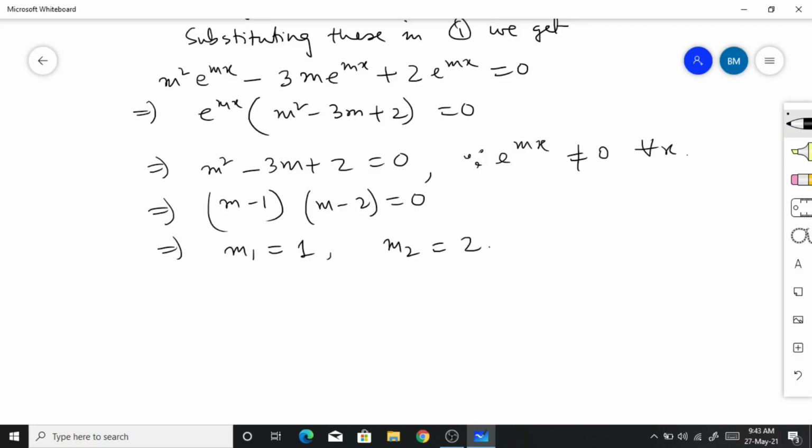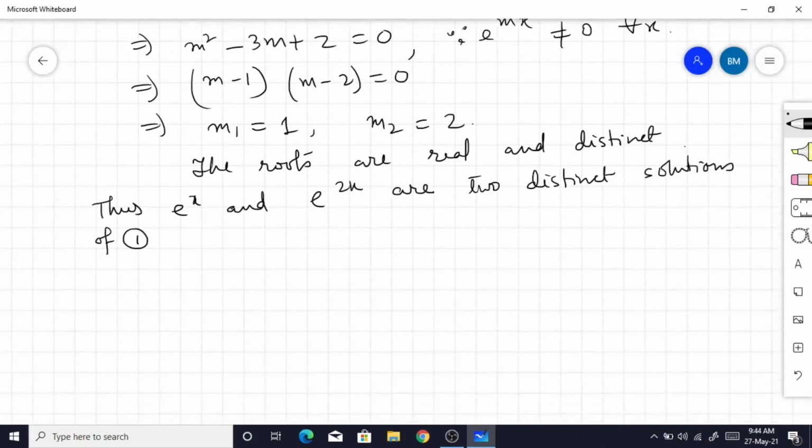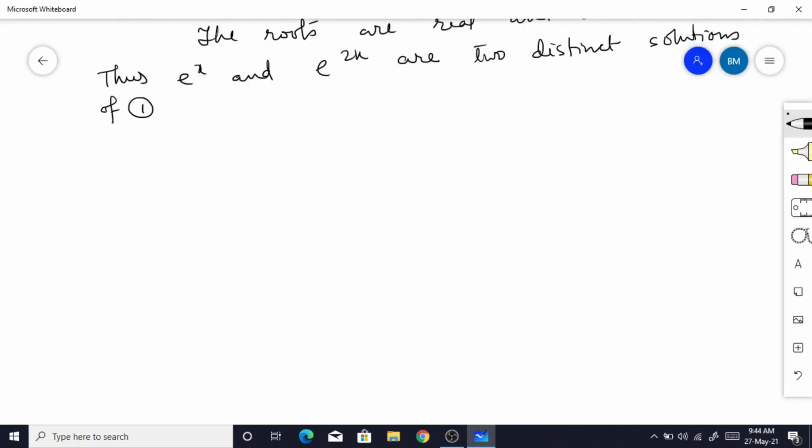So we have seen the two roots m1 and m2 are real and distinct. Thus, e to the power x and e to the power twice x are two distinct solutions of 1. And we can easily verify that these two solutions are linearly independent. How? Let us see how.